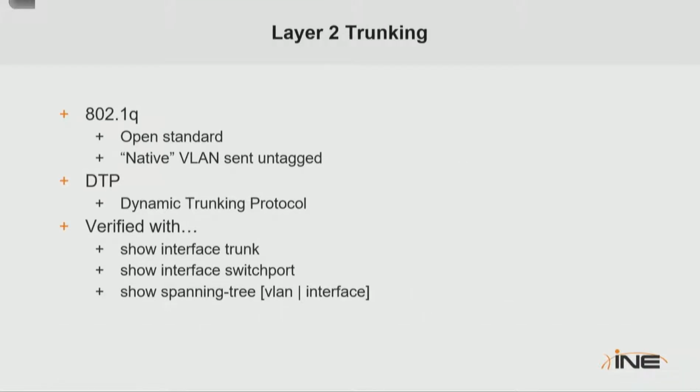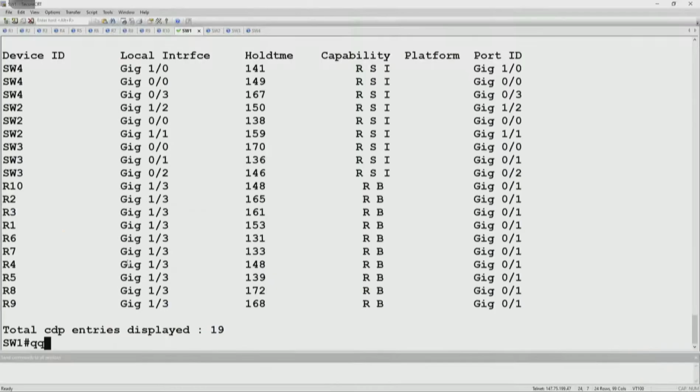So for layer 2 trunking, we're focusing on just .1Q, which is the open standard for trunking, and the native VLAN is going to be sent untagged. Dynamic trunking protocol, or DTP, we're going to verify this with show interface trunk, show interface switchport, and show spanning tree for the VLAN. So let's go ahead and jump over to the topology here.